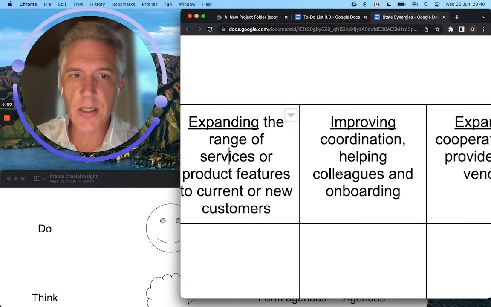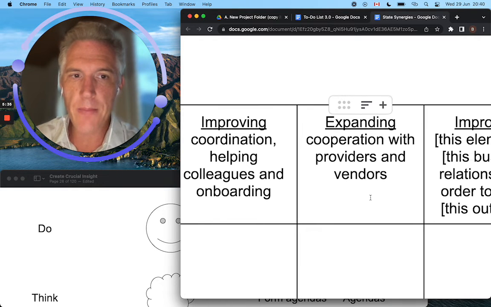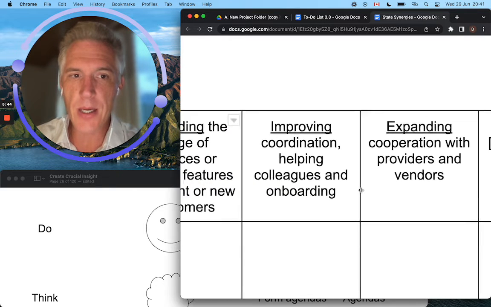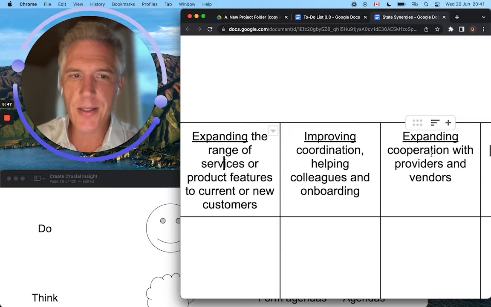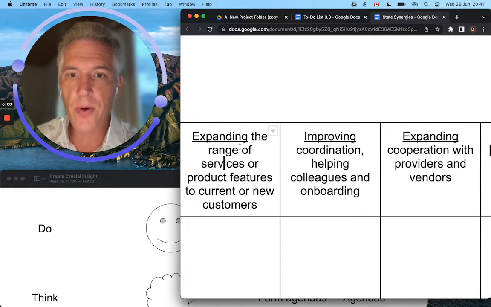Now, in order to do those things, of course, you're going to need some internal coordination. And therefore, everyone has to help each other, and you also have to onboard new people in that process. Thirdly, you're going to need some service providers and vendors. So you need pieces, parts, and services. Now, it's interesting because this is somebody else's this. So the services and product features of another company are the providers and vendors to your company. And then you, providing those services and features to another company, you are the provider or vendor to another company.